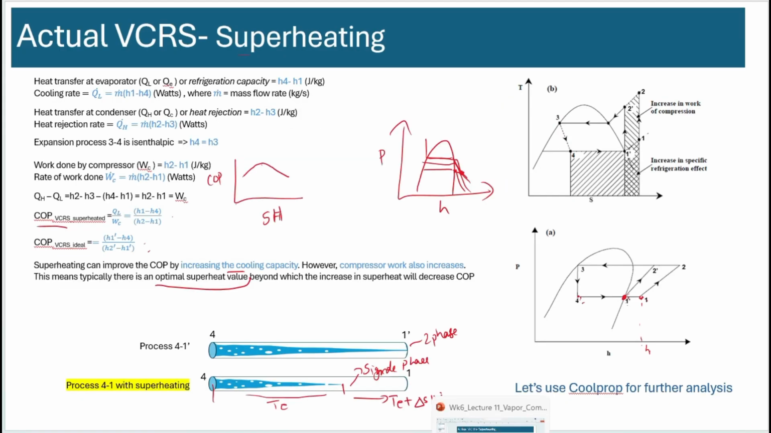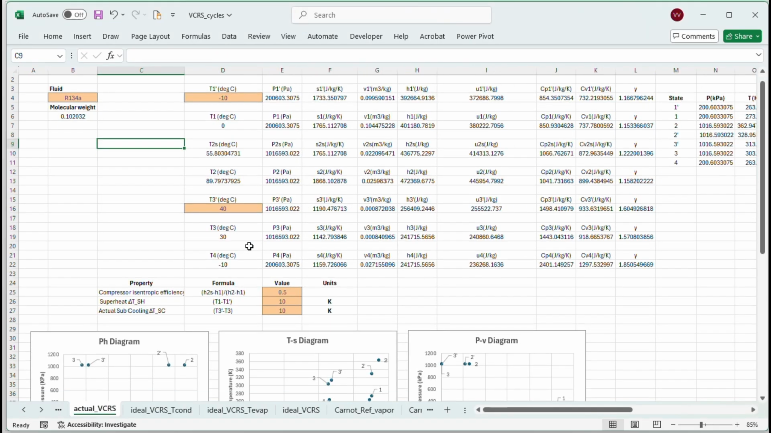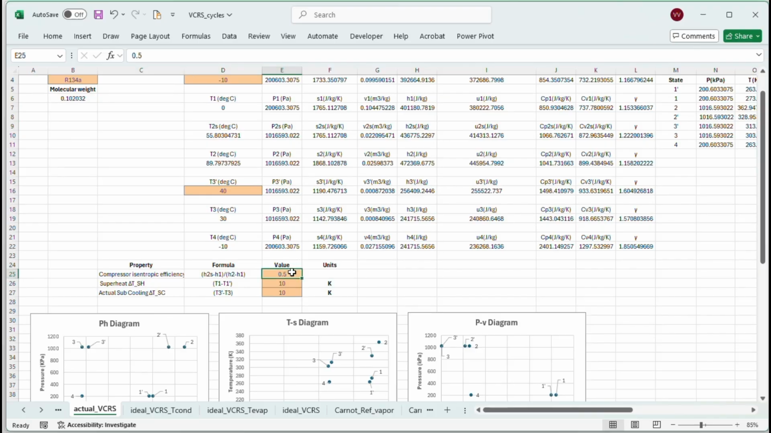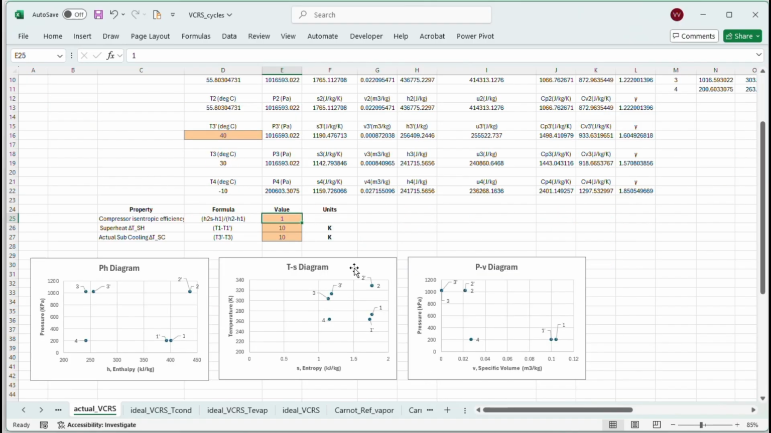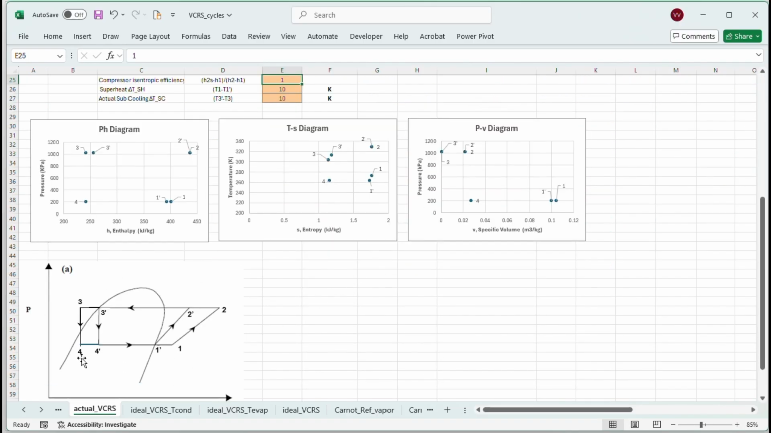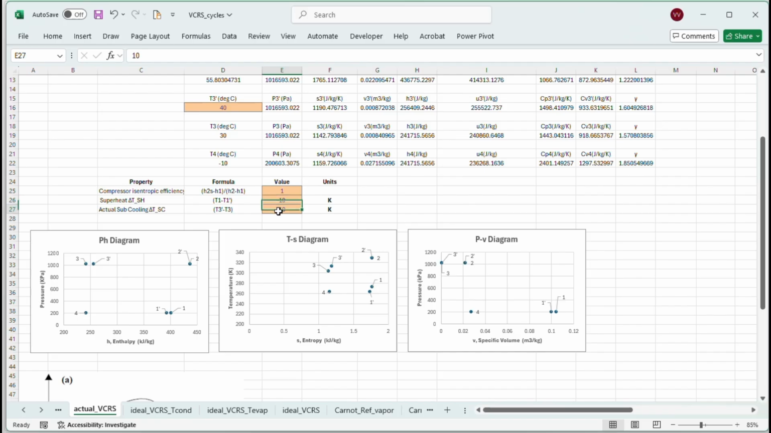All right. So let's go here and go to actual VCRS, right? And leave the isentropic compressor efficiency as 1. Okay. Don't change that yet. We haven't done that portion yet. But here I'm showing you the differences, subcooling and superheating. Okay, so 1 prime to 1 is the superheat, 4 prime to 4 is the subcool, or 3 prime to 3 is the subcooling. So here is the amount of subcooling and superheating values that you can put.